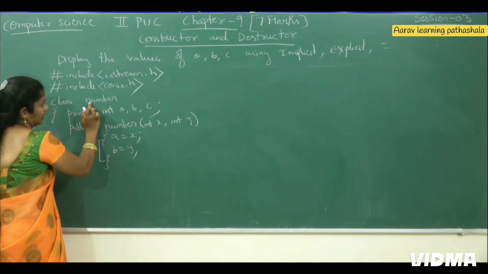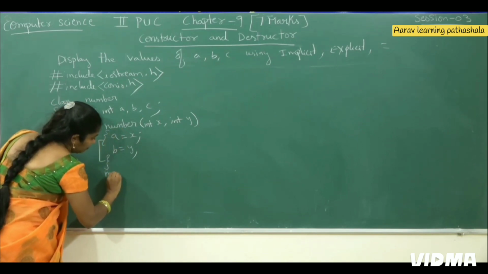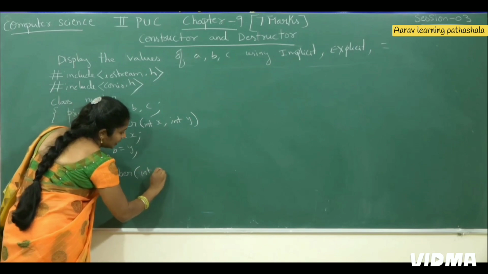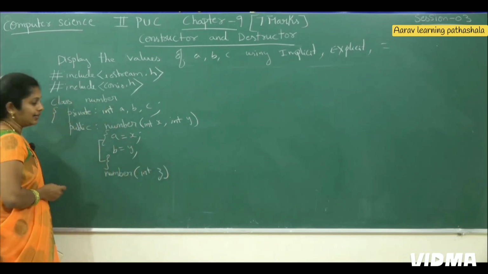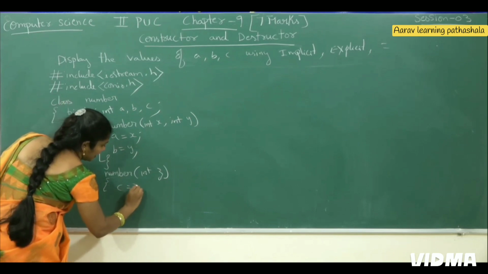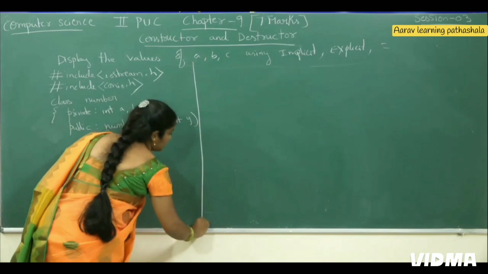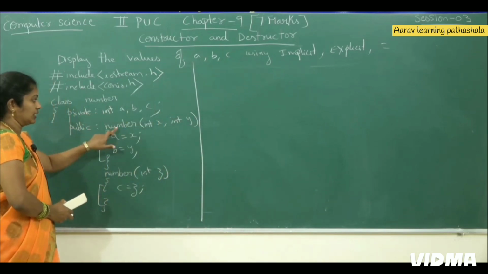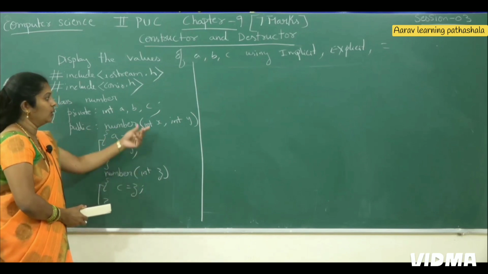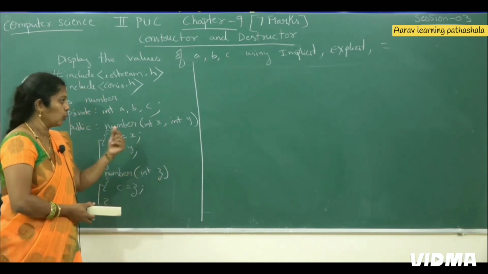Next, one more function I am taking. Number is the class name, and here also the function name is number, because this is also a constructor. Here I take int z, and I am initializing c equals z. In this program we have now declared two functions, first function number, second function also number. These two are parameterized constructors, whereas the first constructor has 2 arguments and the second constructor has 1 argument.